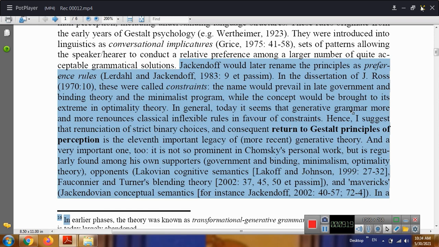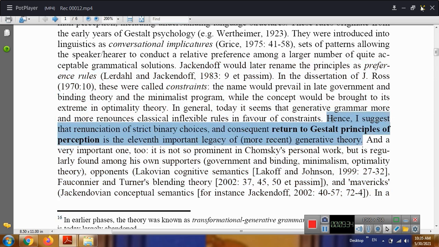Hence, the author suggests that the renunciation of strict binary choices and consequent return to Gestalt principles of perception is the element's important legacy of more recent generative theory. Okay, here we can see the element's important legacy. Therefore, in the previous session we read just ten of this legacy.